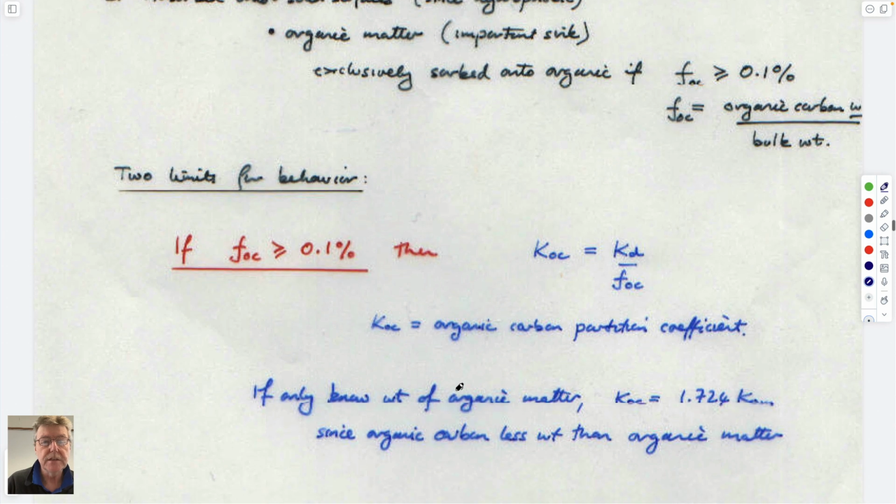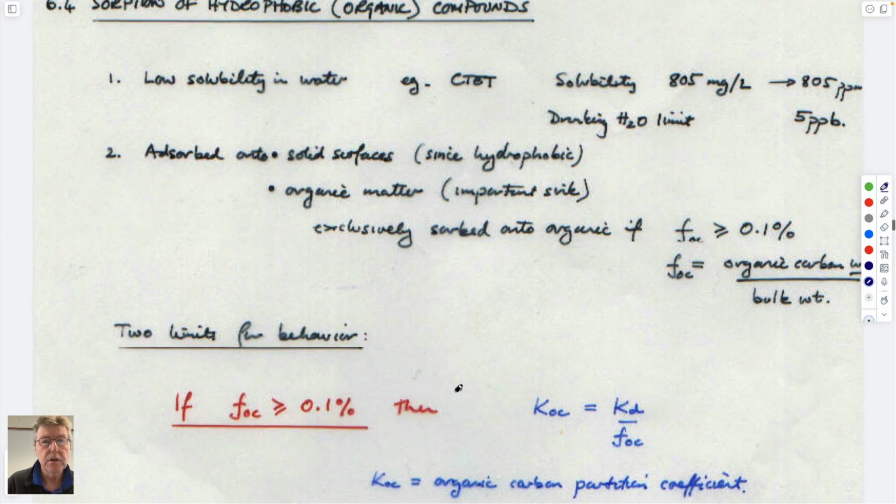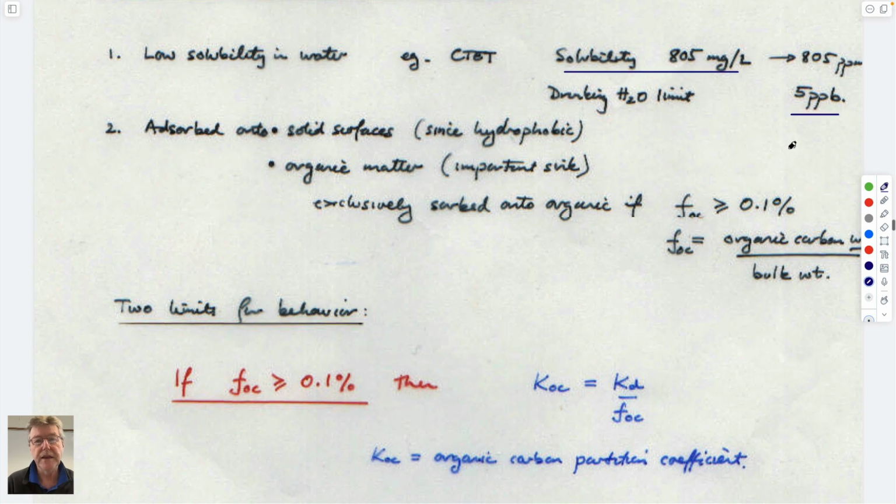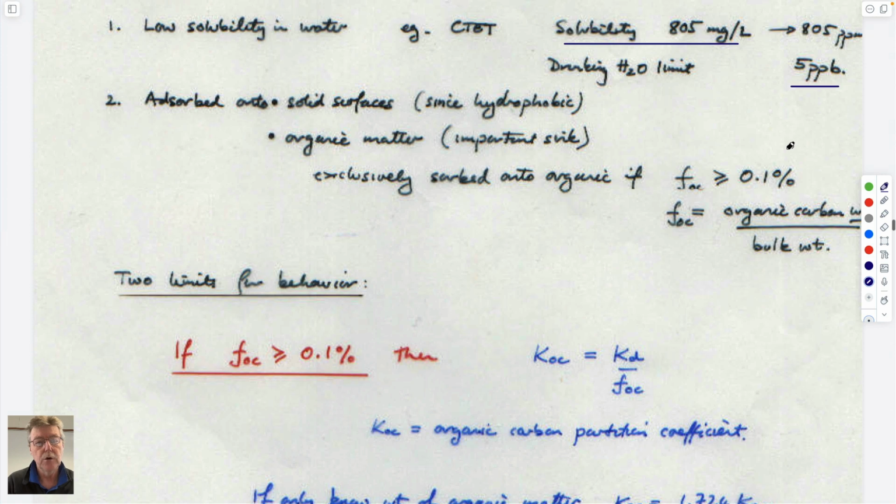So the idea is this. Problem is solubilities are pretty low. This is 805 parts per million. Drinking water standards are even lower, 5 parts per billion. And so the solubilized part is at high enough concentrations to be a problem. That's the basis of wanting to understand what the concentrations are downstream.